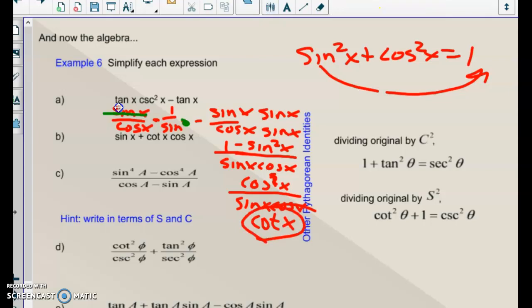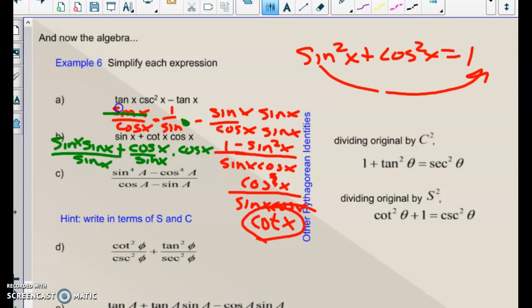Now we can do the same process on this second one. I'm going to say sine x plus this cotangent is cosine over sine times the cosine. And so I want to get a common denominator here, because anytime you can get a common denominator, it's probably going to be good. So I'm going to multiply this first one, top and bottom, by the sine of x.